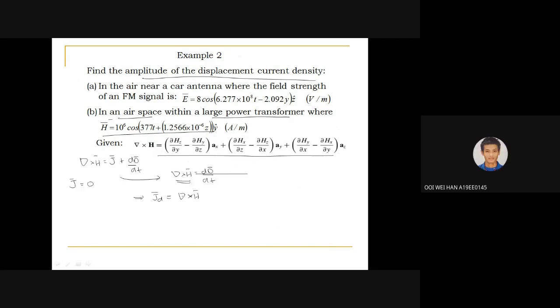Doctor, may I know why we can assume the J is equal to 0? Okay, because in this particular example, we are not given any information about the conductivity of the material, because it is in a space. In that space, we are not given any values of conductivity. So based on that, we can assume that conductivity equals 0, and as such, J will be 0.